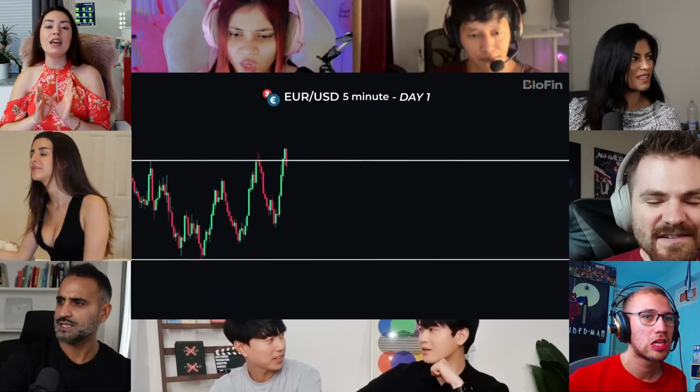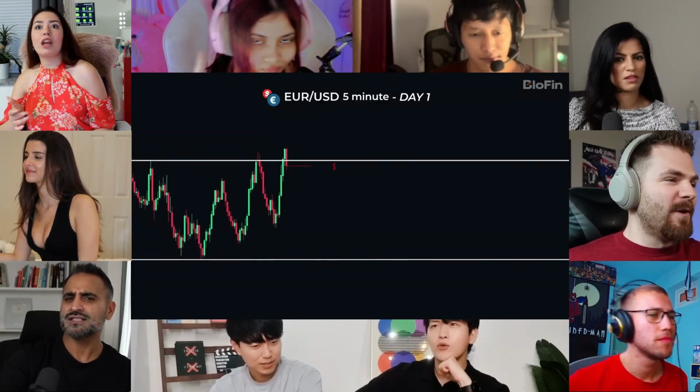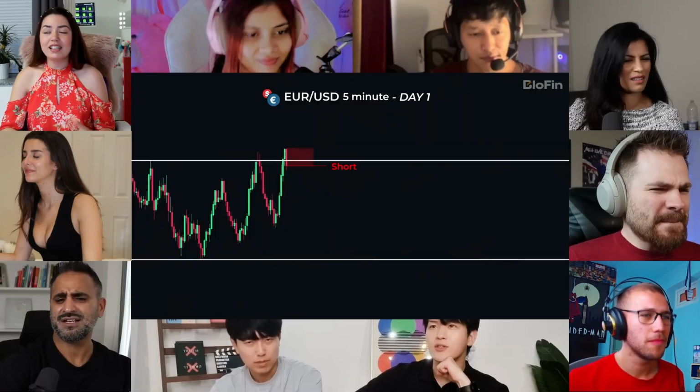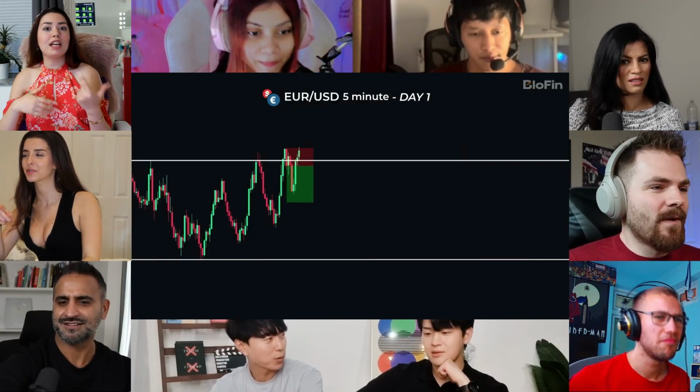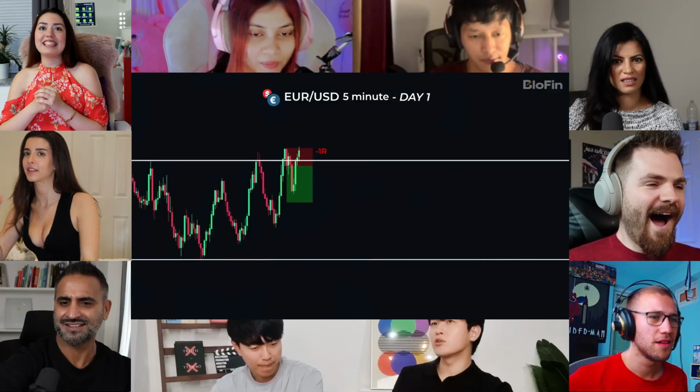Here, price closed above the range high and then back inside, so that is a short setup. Stop loss placed at the highs, take profit at 2 times risk. This trade hits the stop loss, so that's a 1R loss.